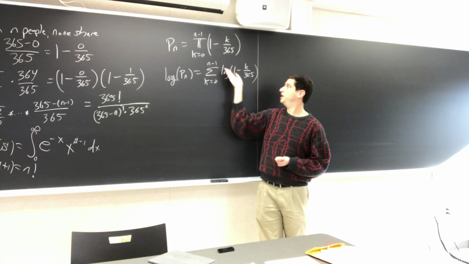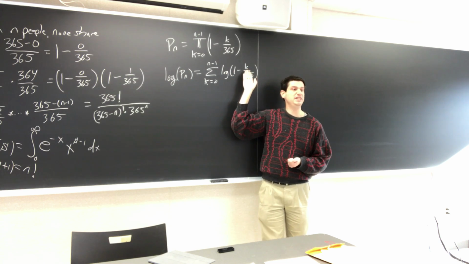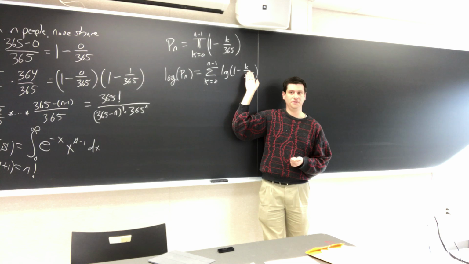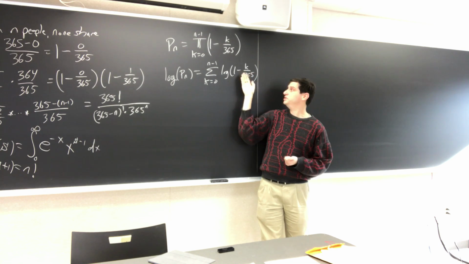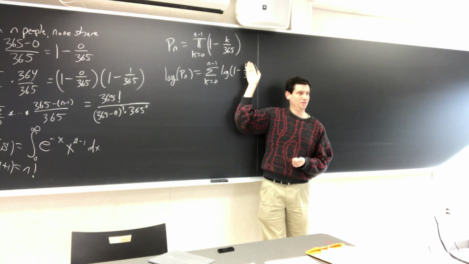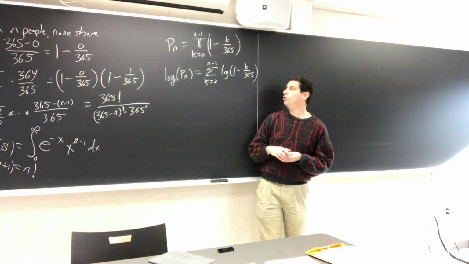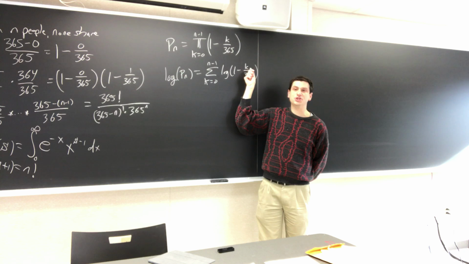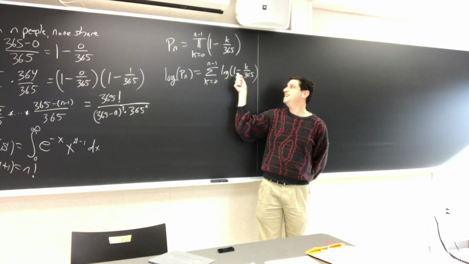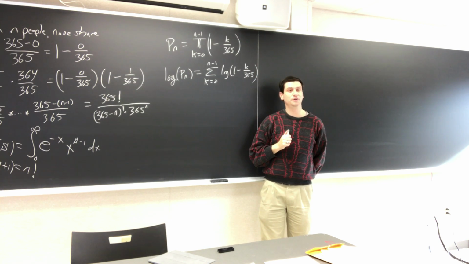So k goes from 0 to n minus 1. Which value gives you the easiest number to take the log of? k equals 0. You've got the log of 1. What's the log of 1? 0. So the hope is that if k is very small relative to 365, this is approximately the log of 1 minus k over 365.